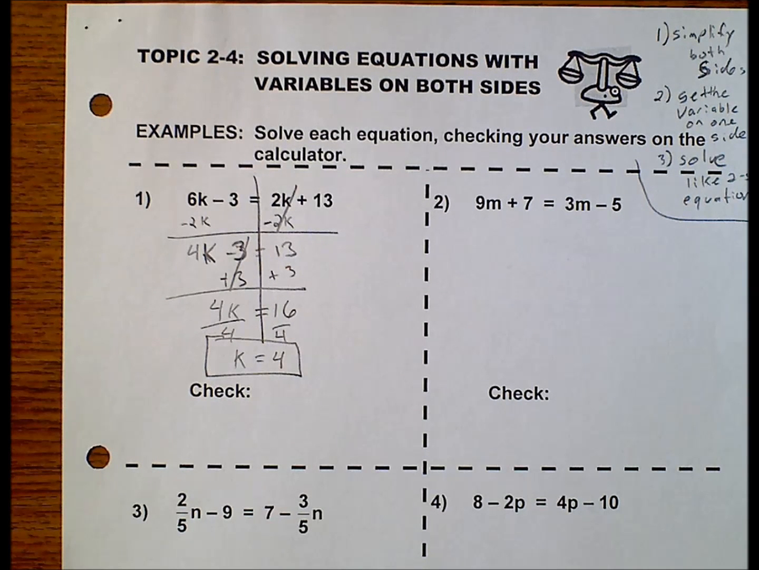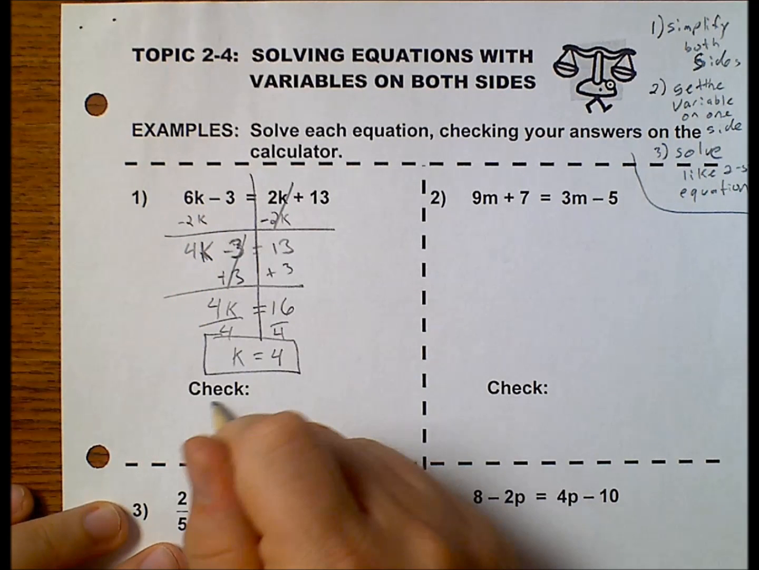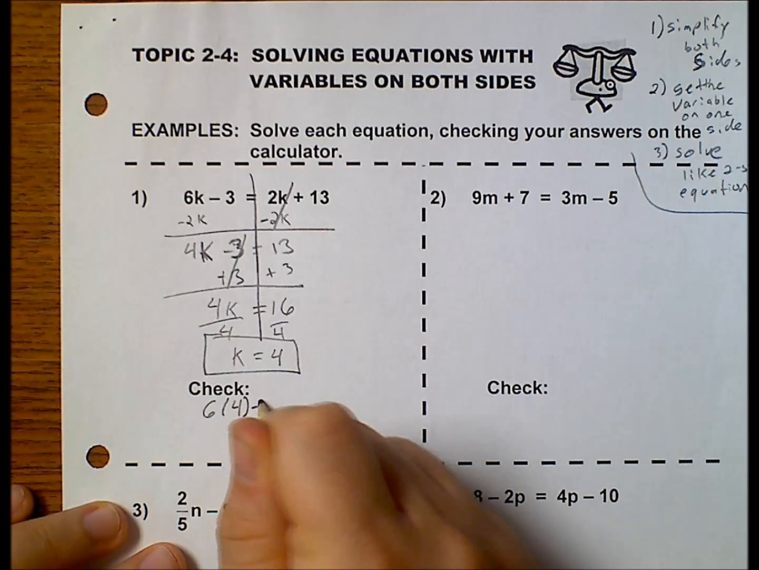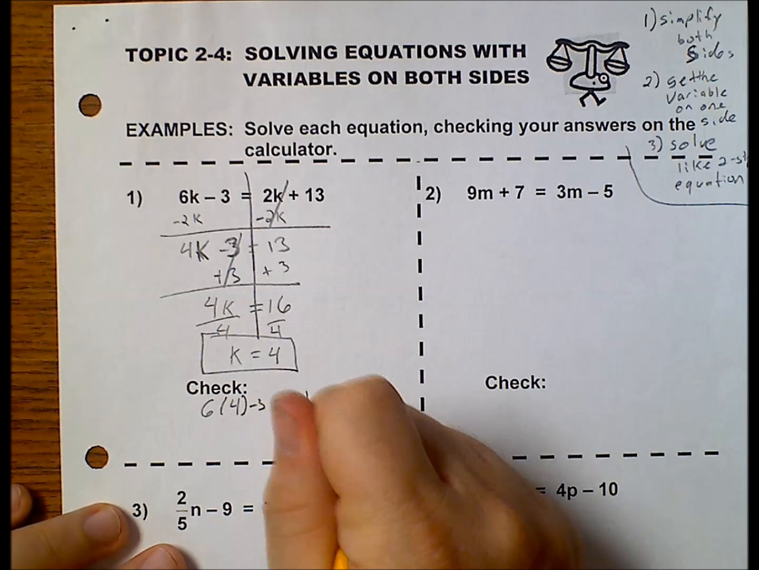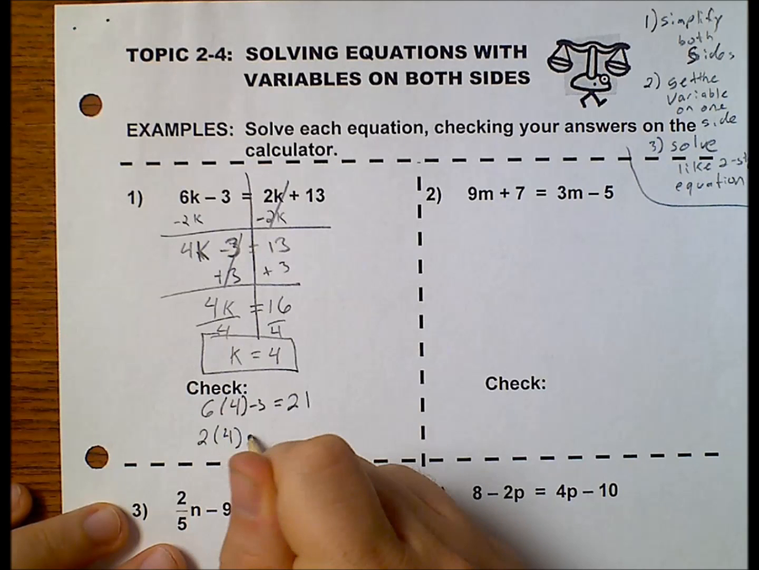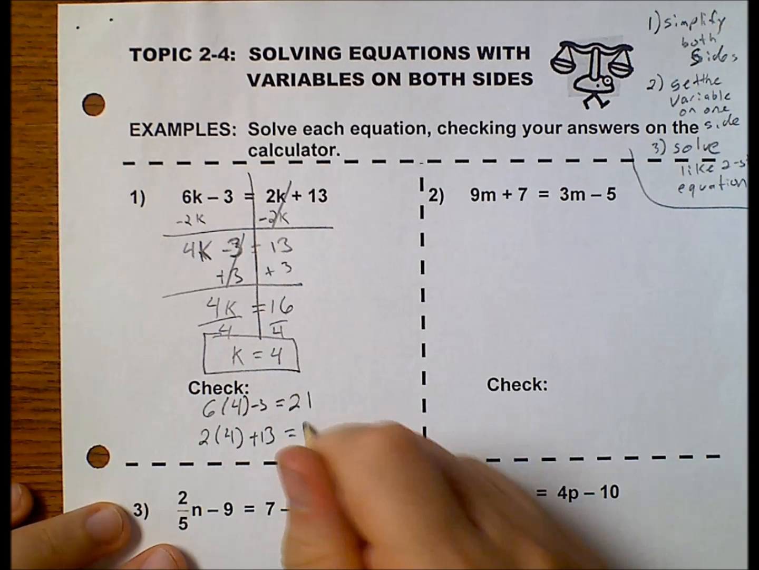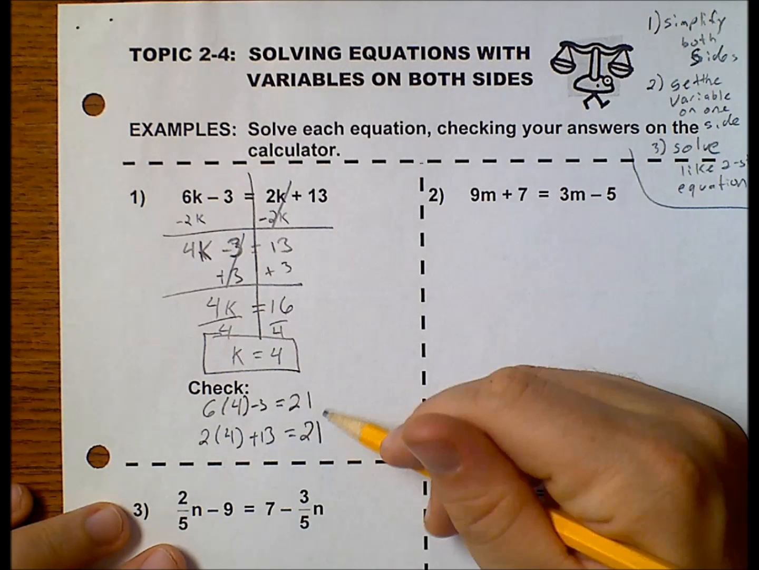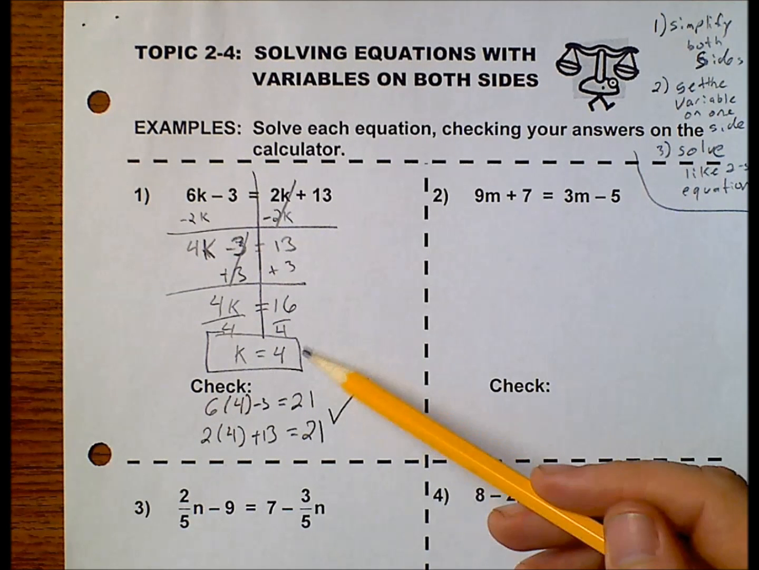Now, these are slightly more complicated to check because we have to actually run two separate things through our calculator to check them. First, we're going to run the left-hand side of 6 times 4 minus 3. That gives us 21. And then we have to run the right side, 2 times 4 plus 13. That also equals 21. These are the same, so number 1 checks out, and our answer is 4.